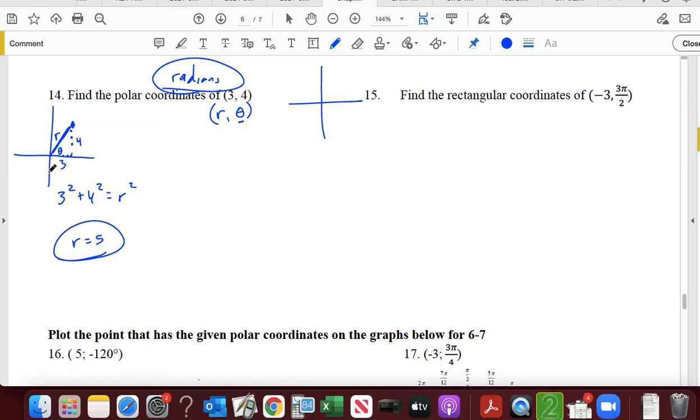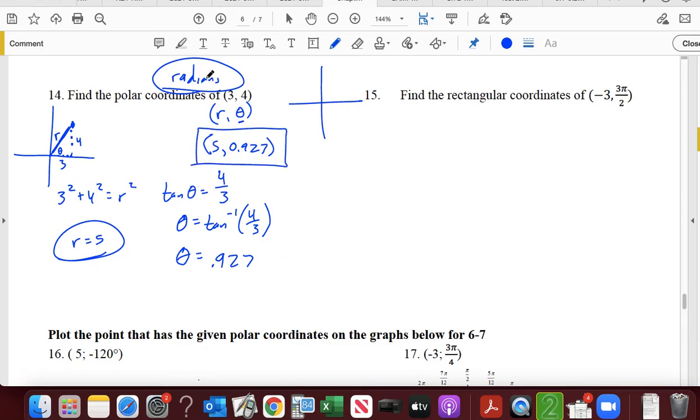So you make sure you're in radian mode in your calculator, since we want this in radians. And we say, all right, tan theta equals 4 over 3. So theta equals inverse tangent of 4 over 3. Making sure you're in radian mode on your calculator, enter that in. And we get theta equals 0.927. So our final answer for this is 5, 0.927.